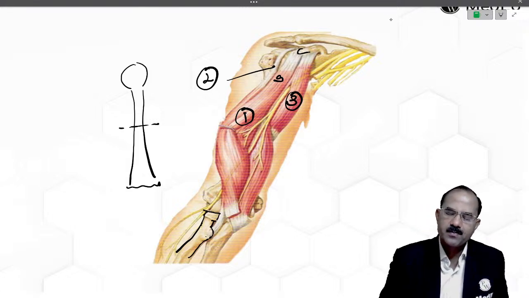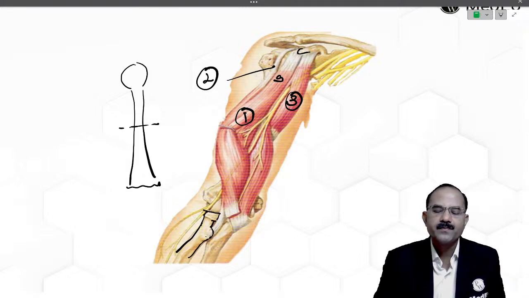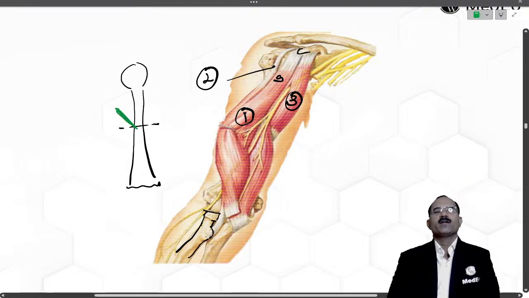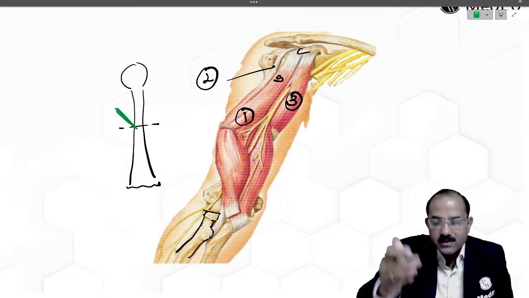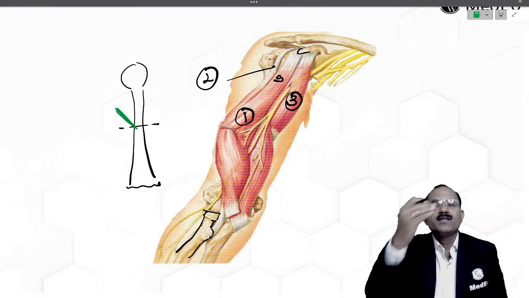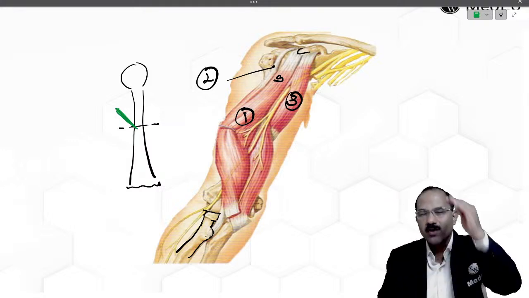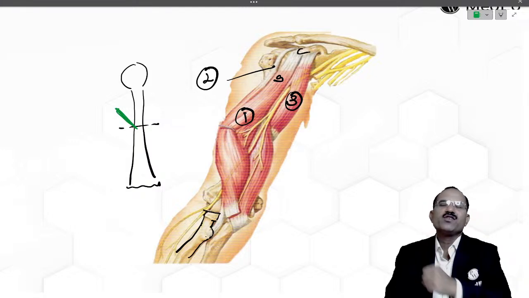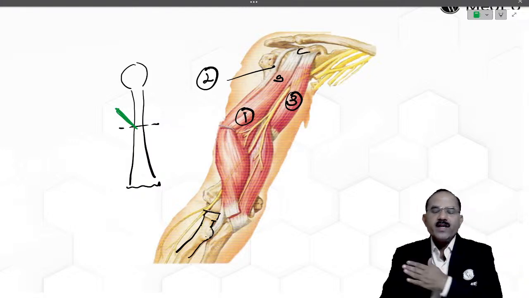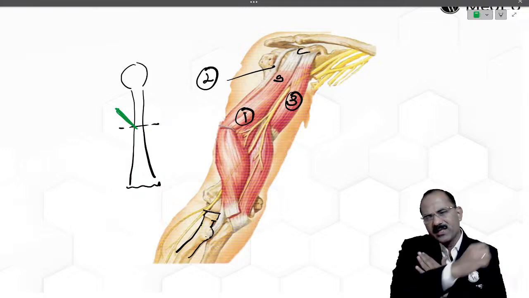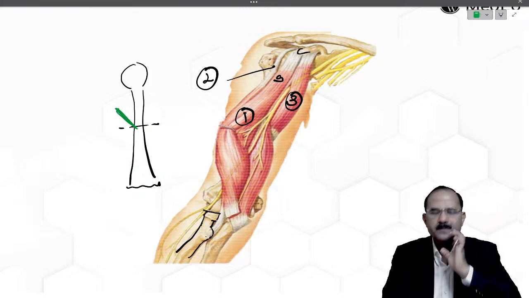On which aspect? Yes, on the medial aspect. So where is the insertion of coracobrachialis? It is inserted on the medial aspect of the middle half of the shaft of the humerus, right? What is the action of coracobrachialis? It's a very weak flexor of the shoulder joint.